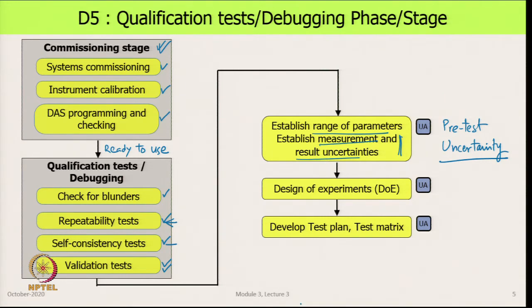Then, if we have competence and access to DOE techniques, design of experiments, we use that to decide what the values of the parameters are for which we will do the experiment, and that helps us to put together the test plan, also called the test matrix. After that, the only thing left is a Gantt chart, and we buy all the consumables.